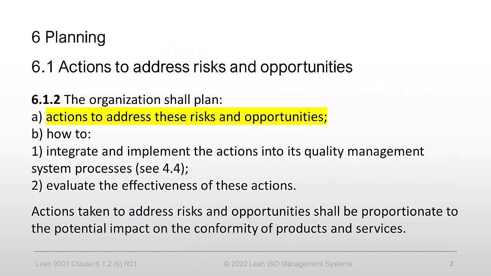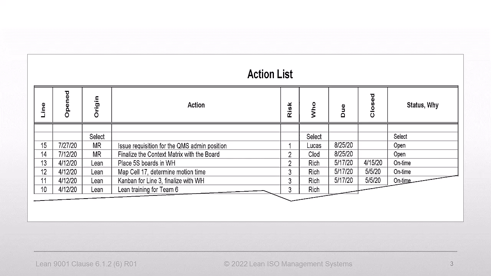Let's wrap up our element 6.1.2 of the ISO 9001:2015 standard, actions to address risks and opportunities. Today you will discover how to assess the effectiveness of your action items program. In the previous video, we developed a format for an action item list. If you missed it, check the link below so we are on the same page.